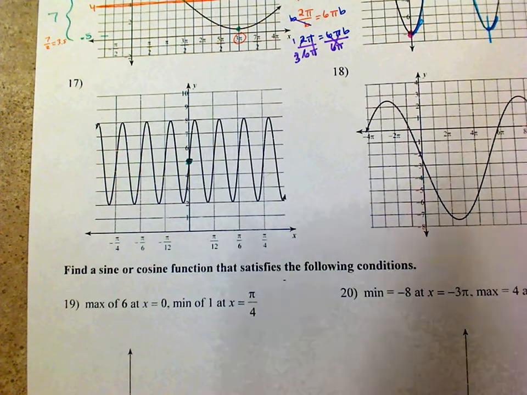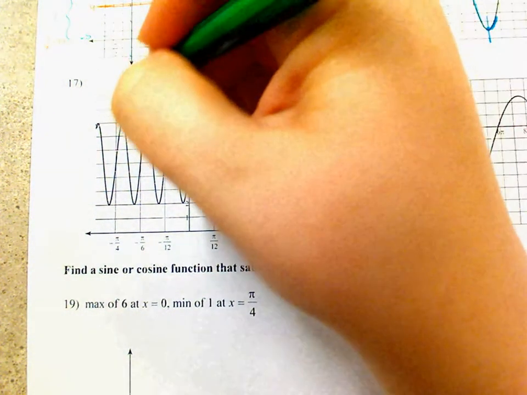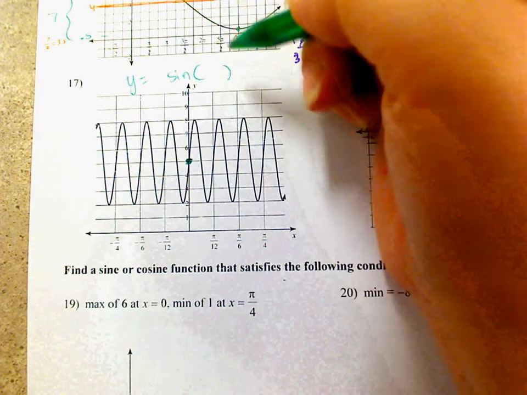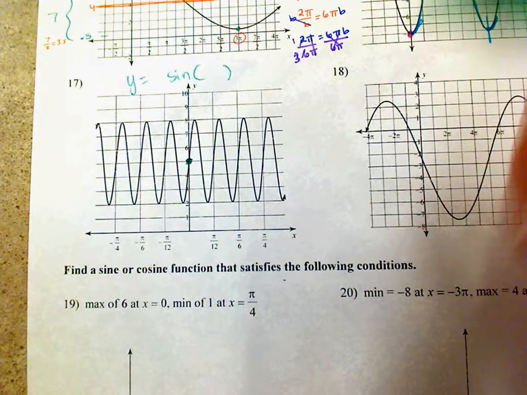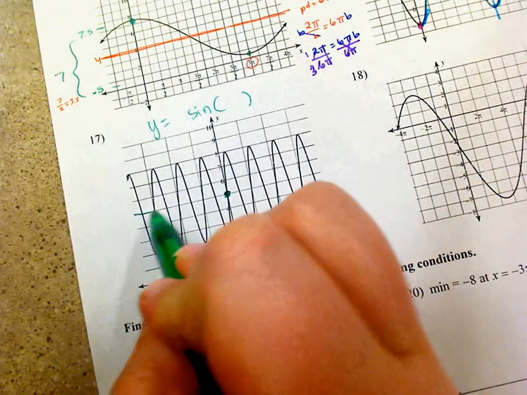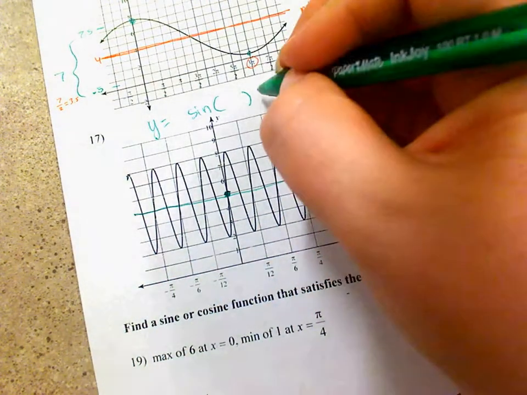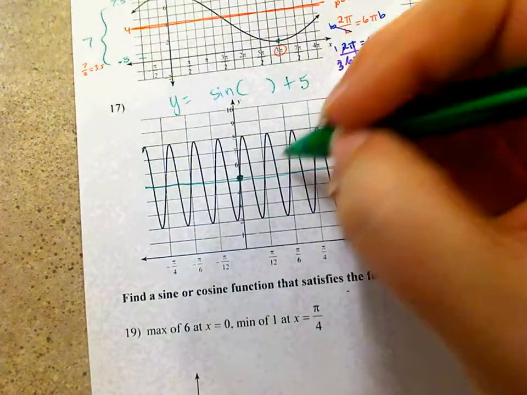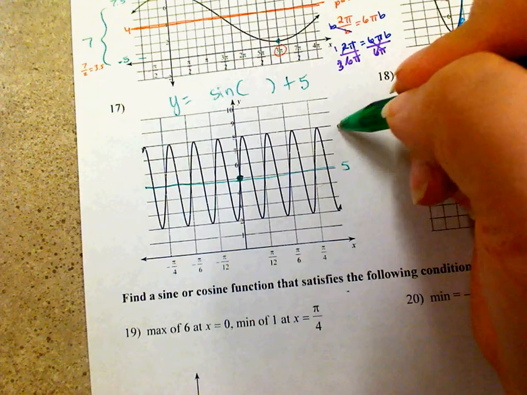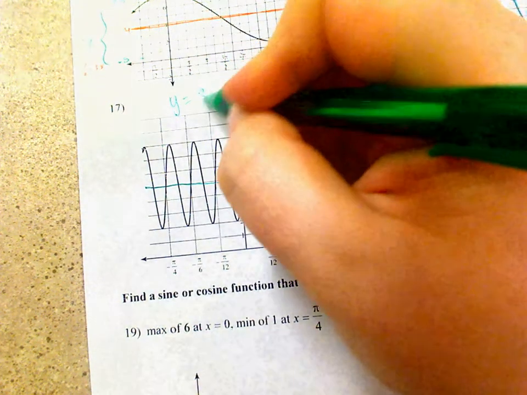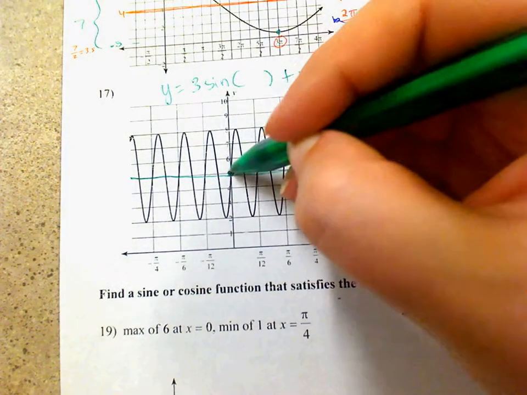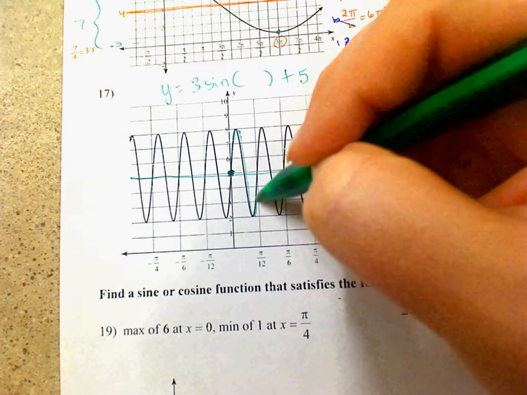Okay. I know that I start at the midline, which is 5. So I know that's up 5. And it looks like I go up to 8 and down to 2, which is 3 away, which means my amplitude is 3. And then I need to figure out the period of the wave. So if I start sketching the wave, I go until I hit the end of the wave, because once I do that, I'm repeating myself. So that means the period of the wave is pi over 12.